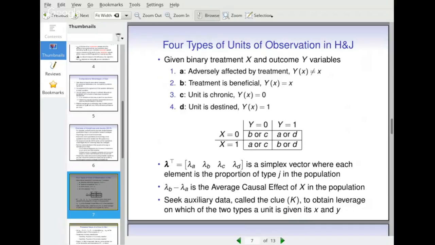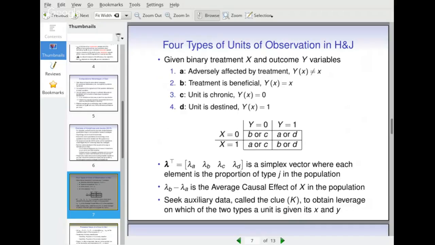But does anybody have questions about sort of what the problem is? We don't really see the types. We just sort of can narrow it down to 2 types that are possible for each thing that we see. And we're trying to figure out the causal effect of x on y. That puts us in a pickle. All right? We're good so far?